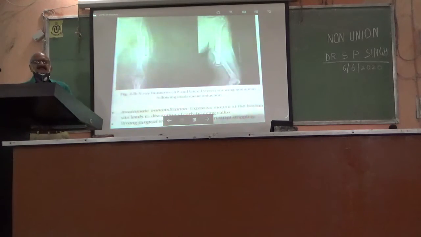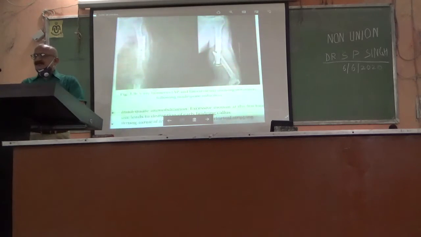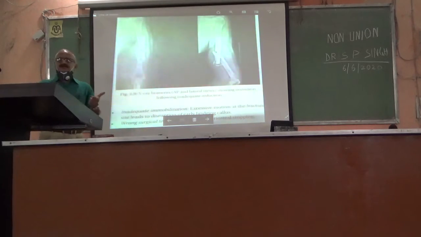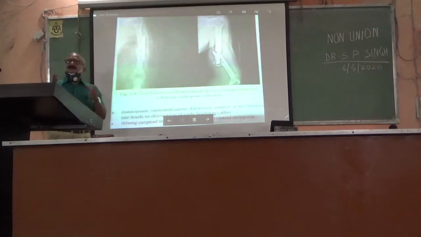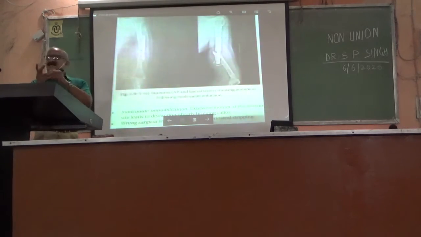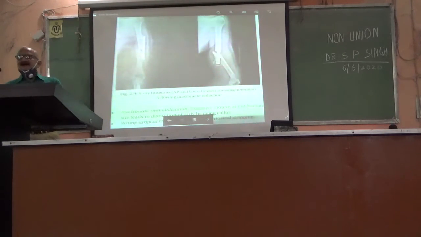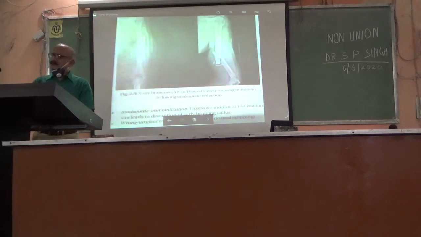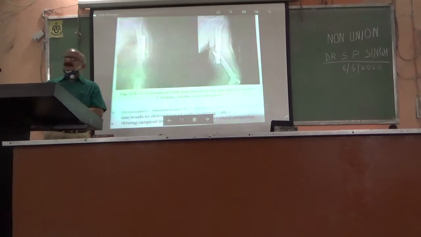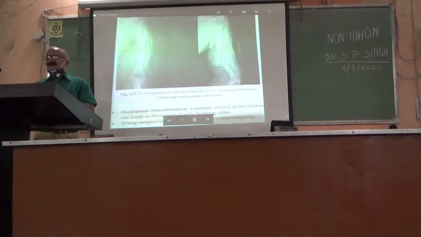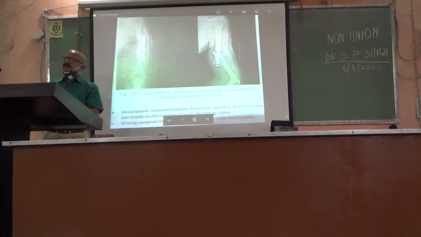Then the time-tested thing which I told you, when we are enumerating things, you have to enumerate all of them. But the time-tested and most important, I told you earlier, is failure to reduce, failure to maintain reduction, and failure to unite. These three causes are the main causes of non-union. हमने reduce नहीं किया, हमने immobilize बढ़िया से नहीं किया, ऑपरेशन भी किया तो बढ़िया नहीं किया, because operating part is very, very strictly adhered to principles.